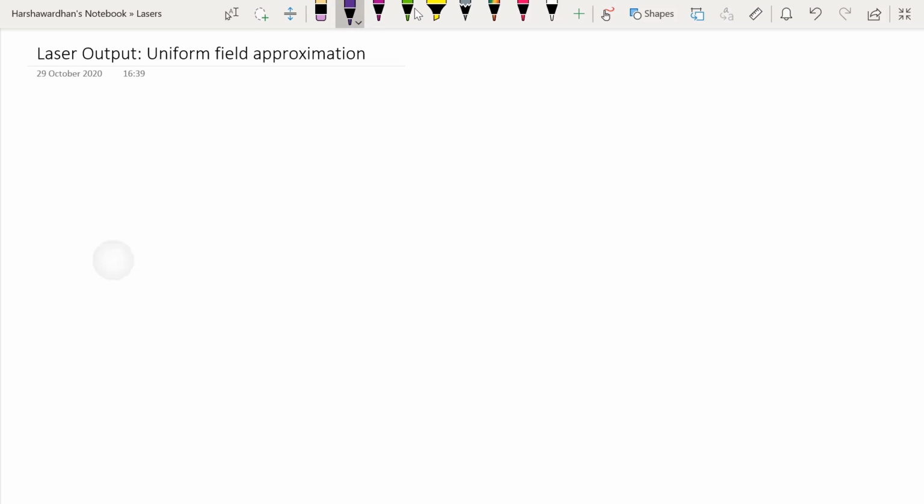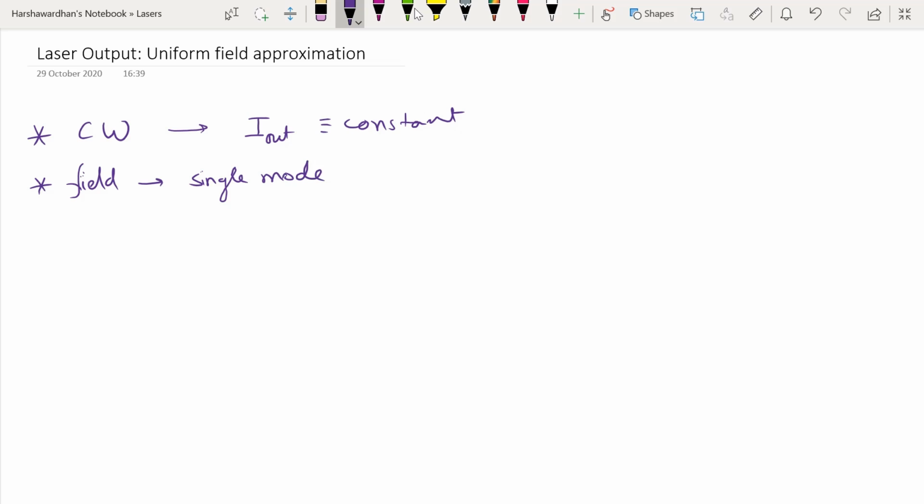All right, so the first approximation is that I'm looking at a CW, that is, continuous wave output. That would mean that my I_out is a constant, and it is not changing in time. The second approximation is that the field oscillating within the cavity is in a single mode. We are looking at a particular mode of the field, so a single mode oscillation within the cavity. That is, my I_nu is a narrowband field at a particular frequency within the cavity.